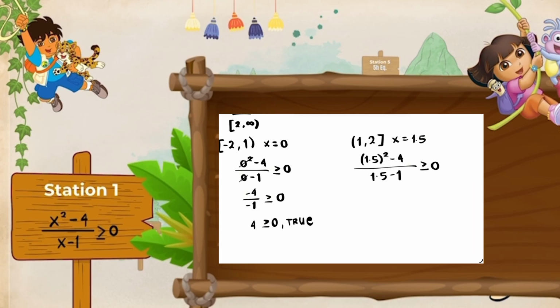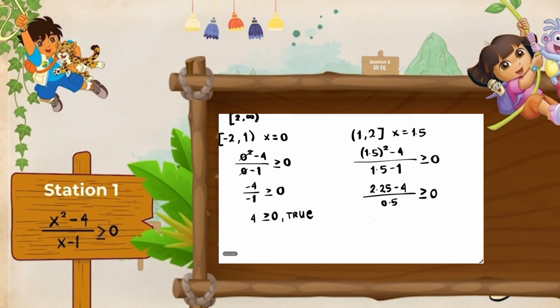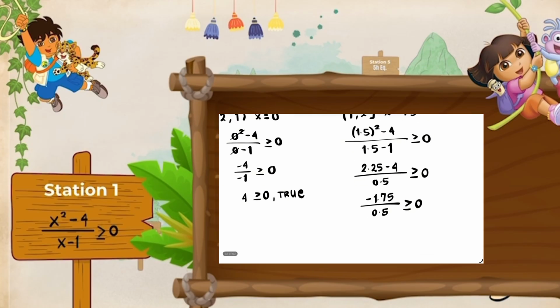1.5 squared is 2.25 minus 4 over 1.5 minus 1 is 0.5, greater than or equal to 0. 2.25 minus 4 is negative 1.75 over 0.5, greater than or equal to 0. Since one is negative and one is positive, it's negative, and a negative number is not greater than 0. So it's false.